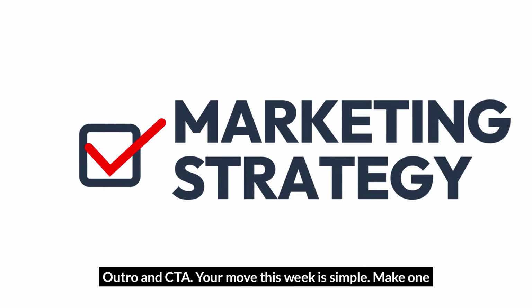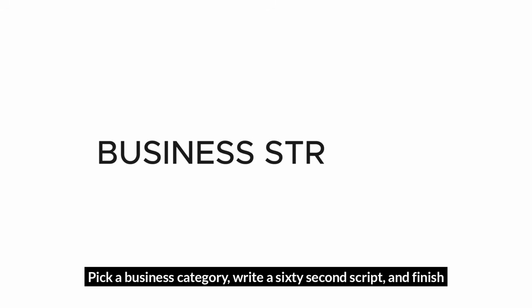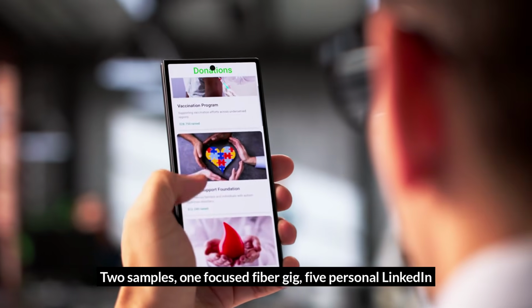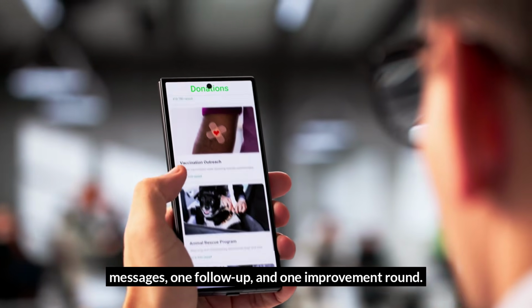Outro and CTA. Your move this week is simple. Make one specific explainer, not a generic demo. Pick a business category, write a 60-second script, and finish it. Then follow the 5-day plan: 2 samples, 1 focused Fiverr gig, 5 personal LinkedIn messages, 1 follow-up, and 1 improvement round.